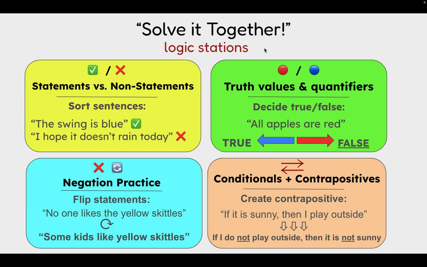So here's a quick overview of the 4 interactive logic stations. Each station focuses on a different reasoning skill: identifying statements, deciding truth values using quantifiers, practicing negation, and working with conditionals and contrapositives. Students can work in small groups and rotate through the stations using task cards, visuals, and sentence frames to guide their discussions.